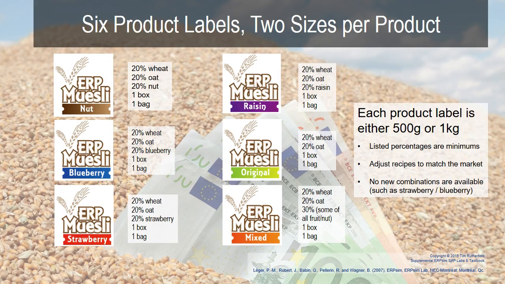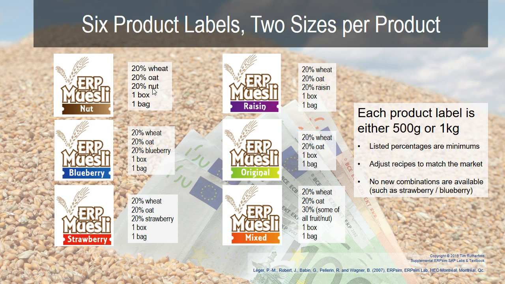Getting started here, you have a company that is creating muesli. It is big in Germany. It's a breakfast cereal. You have six different products that you're creating, and each product is available in two different sizes. So looking at these, the products are made up of these ingredients, so the finished product. So looking at ERP muesli nut, there's 20% wheat, 20% oat, 20% nut. These are minimum requirements. And then there's one box and one bag. There are two different sizes.